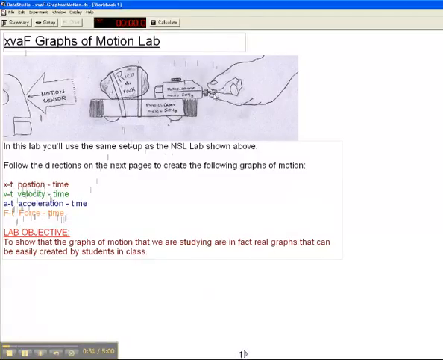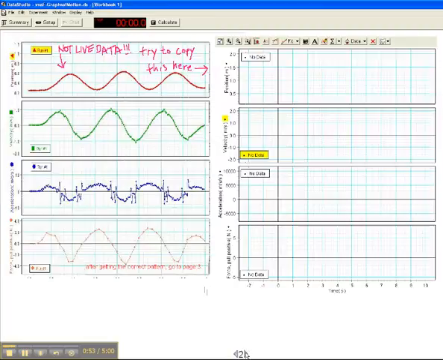And we hold on to the hook and we push and pull the cart back and forth in front of the motion sensor, only using the hook. The objective of this lab is to show that the graphs of motion that we are studying are in fact real graphs that can be easily created by students in class. I don't want you to go through this thinking that these graphs are difficult to make. They're actually quite simple. This should be one of the easier graphs that you do in this class.